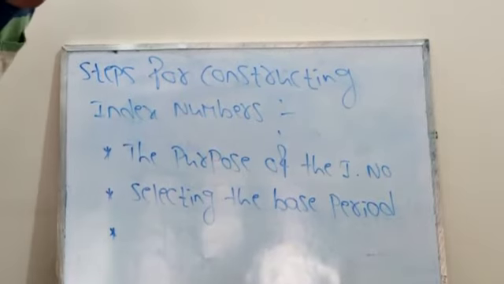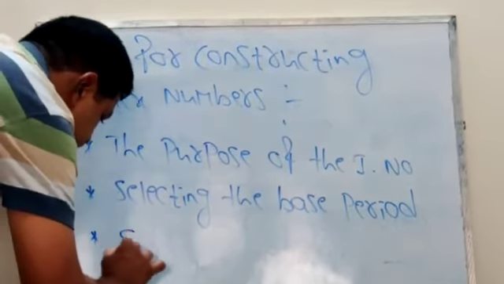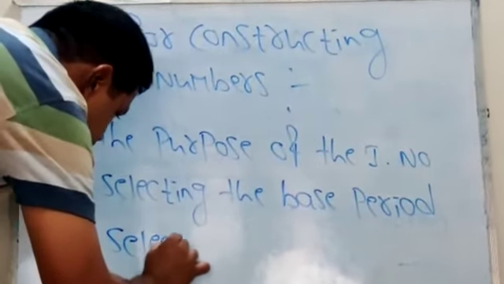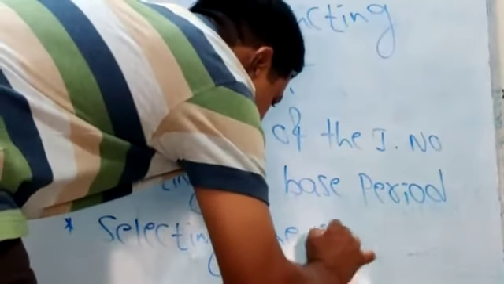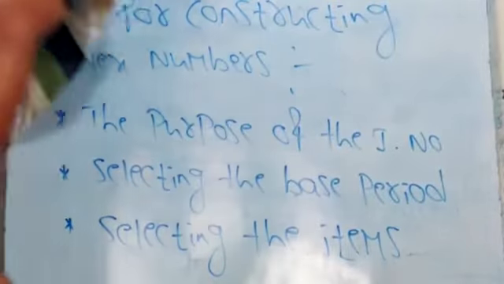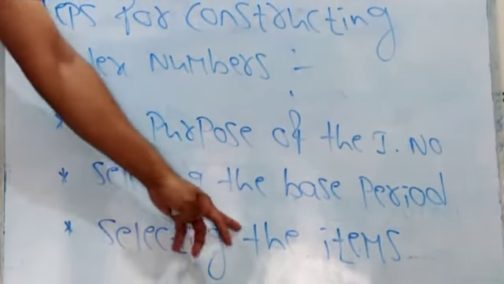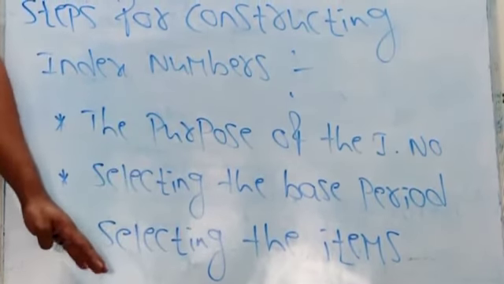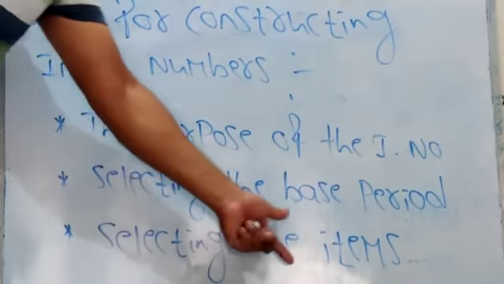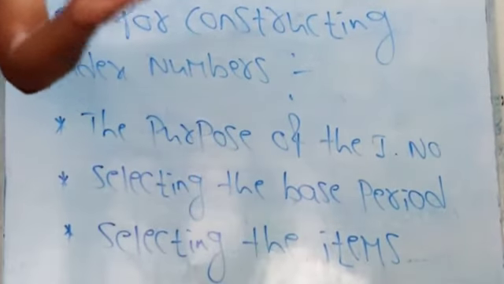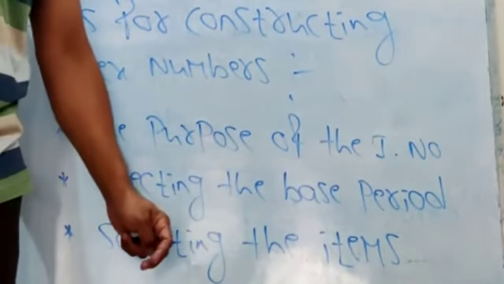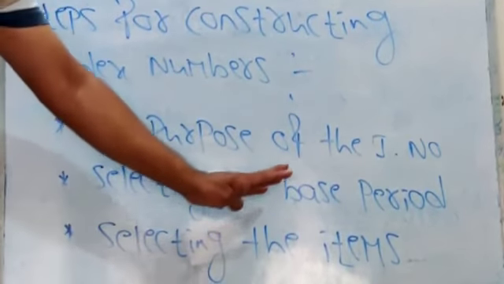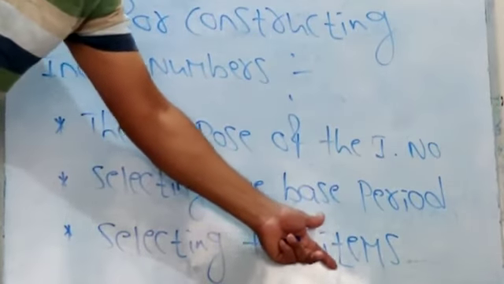Then the third point is selecting the items. In selecting the items, there are various types of items we have to discuss. Before selecting the items, there are different types, like consumer price index number. Depending on your purpose, the items should be selected.